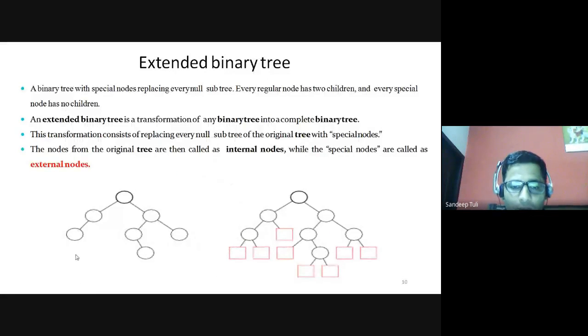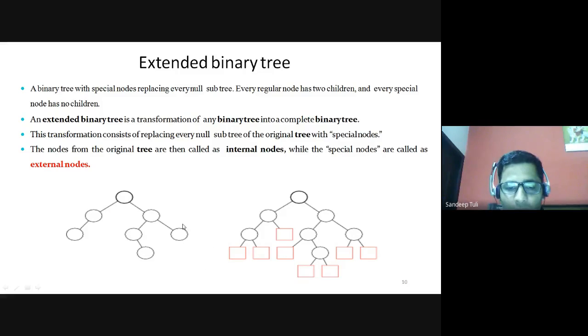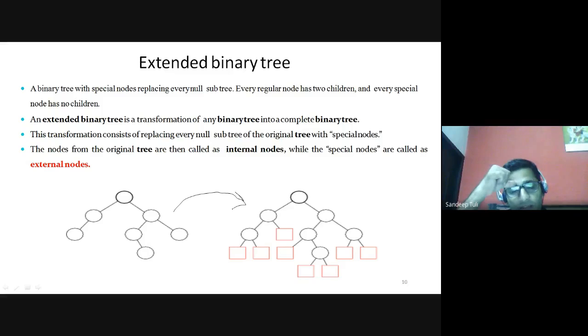Now tell me, what are you able to see, what are you able to predict from this? Do not read the content above the diagrams. What do you understand? What are we going to do with this diagram? What are the changes in it? Sir, we have extended another tree. Very good, we have extended. And what else? Any other predictions?